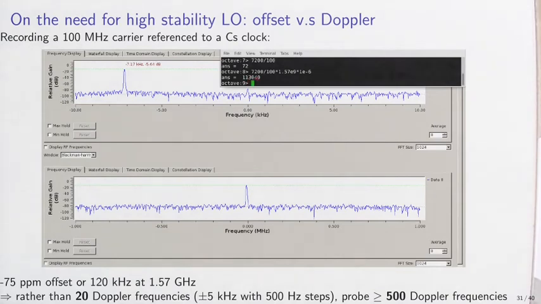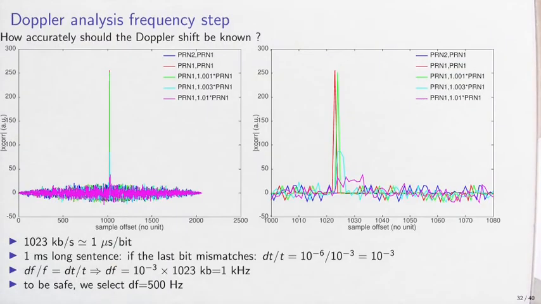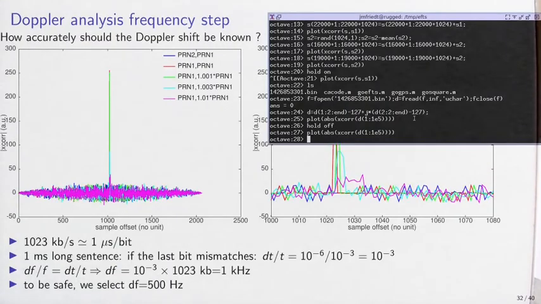So you see that on the one hand we have plus or minus 5 kilohertz offset due to the Doppler shift, and we might have up to 120 kilohertz frequency offset due to the poor quality local oscillator. So this is one reason why we need high quality local oscillators in GPS receivers for fast acquisition time. We need to address both the frequency offset due to the local oscillator as well as the Doppler shift. So what are the actual frequency steps that we can accept?